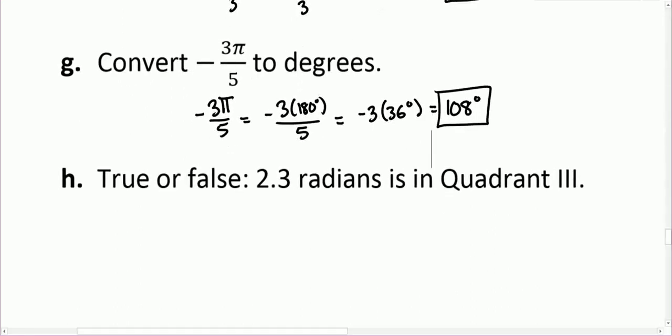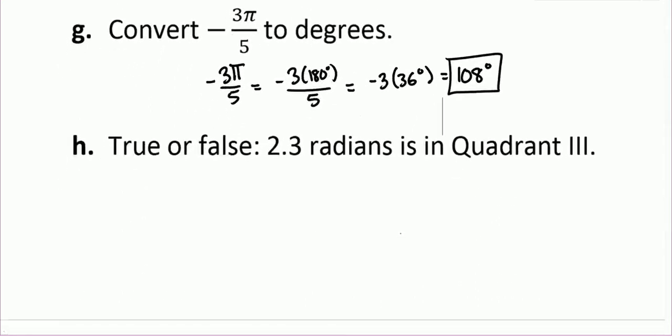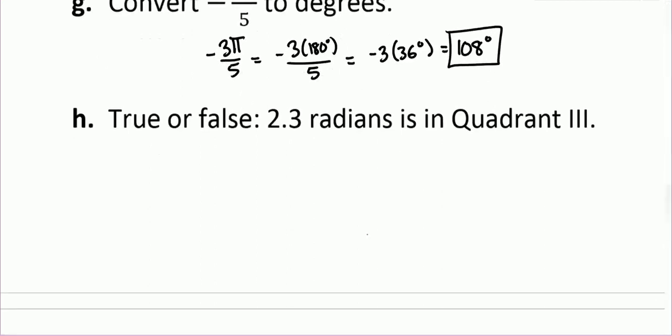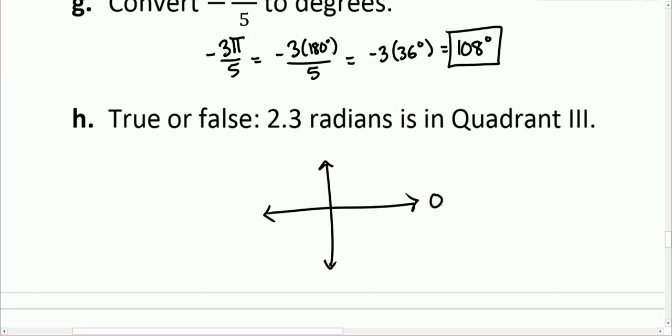True or false? 2.3 radians is in quadrant 3. Well, starting at 0, moving counterclockwise, half a circle is pi radians, which is 3.14. So 2.3 radians would end in quadrant 2 and not quadrant 3, so that's false.